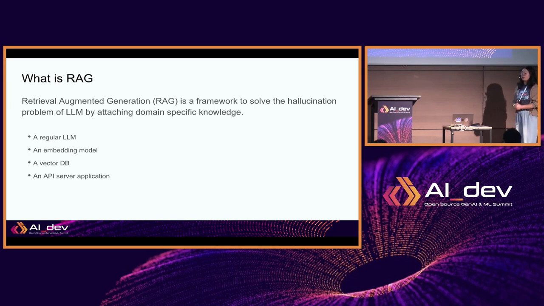RAG, retrieval augmented generation, is a framework. It can help solve the hallucination problems of large language models. RAG will attach domain-specific knowledge to a model, so the model can answer more accurately. From the workflow, it requires a regular chat model like Llama 3 8B. It also needs an embedding model, which will convert your query into embeddings and search for similar embeddings in the vector database. Then we will have a vector DB that will store your knowledge embeddings. And we will also need an API server application to tie the large language model, the embedding model, and the vector DB together.